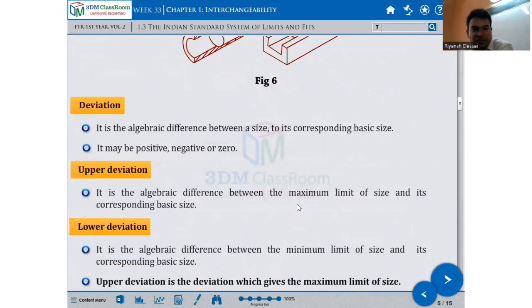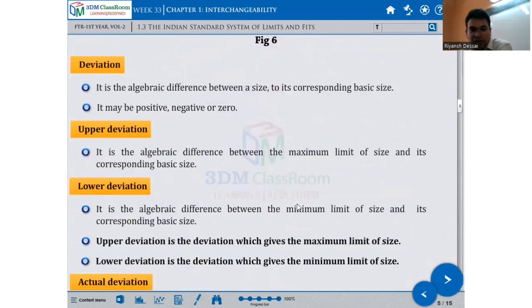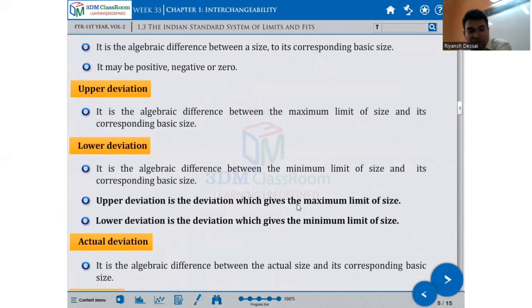That is deviation. Upper deviation, that is upper limit, is the upper deviation. It is the algebraic difference between the maximum limit of size and its corresponding basic size. Lower deviation is the algebraic difference between the minimum limit of size and its corresponding basic size. So upper deviation is the deviation which gives the maximum limit of size, and lower deviation is the deviation which gives the minimum limit of size.